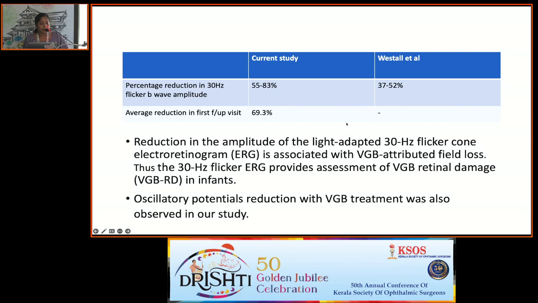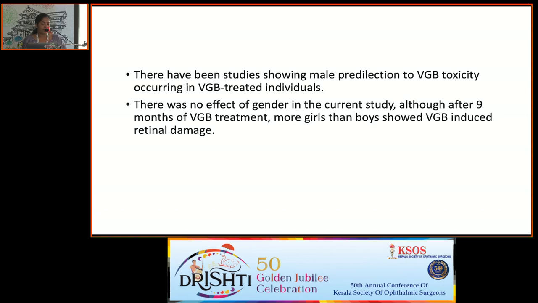The reduction in the amplitude of the light adapted 30 Hz flicker cone ERG is associated with vigabatrin attributed field loss. So the 30 Hz flicker ERG actually provides an assessment of vigabatrin retinal damage in infants. The oscillatory potential reduction with the vigabatrin treatment was also observed in our study. So there have been studies which showed male predilection, but this was not seen in our study.